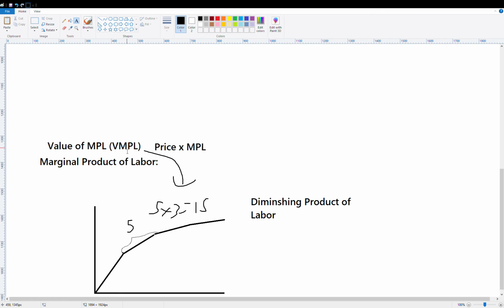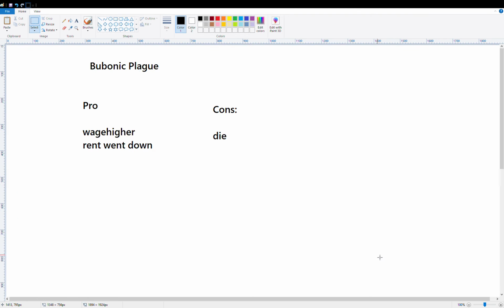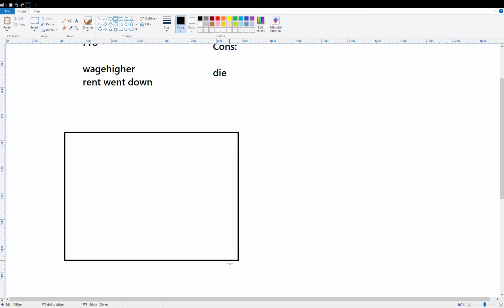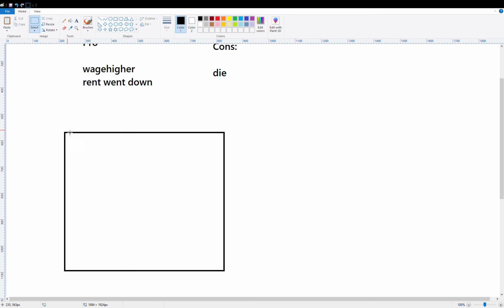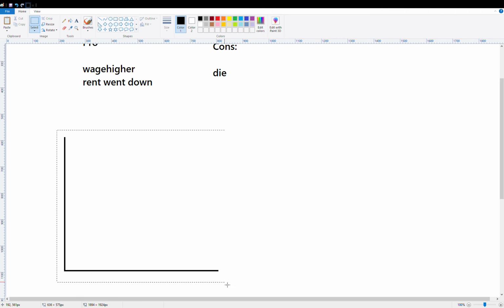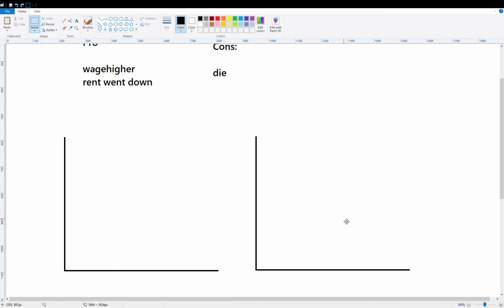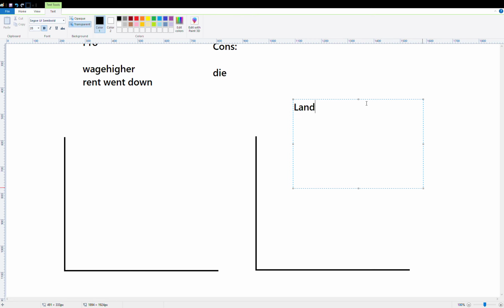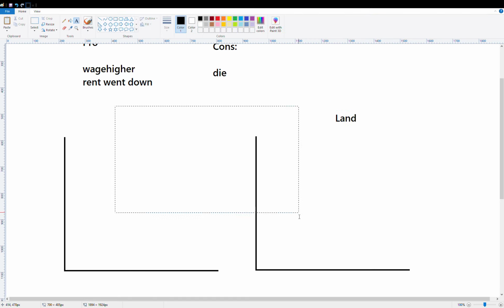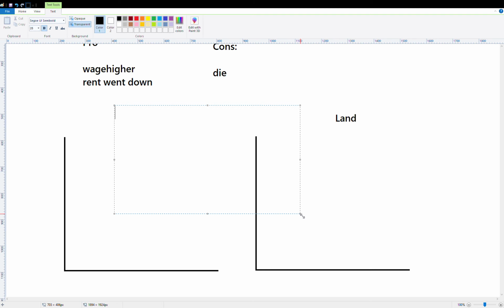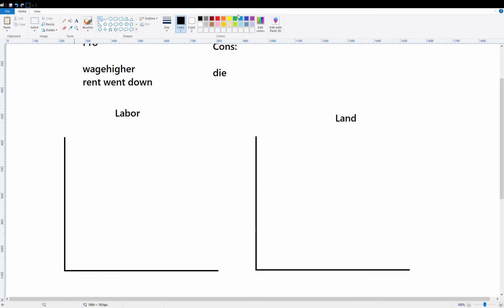So what do I mean by this? Let me erase this. Let's say this is the supply and demand curve for labor. And you make the same thing for land. Land is pretty much the same thing, because it's also a factor of production that a household gives and a firm receives. So here's the one for labor. Let's assume that this is the supply curve, and this is the demand curve.